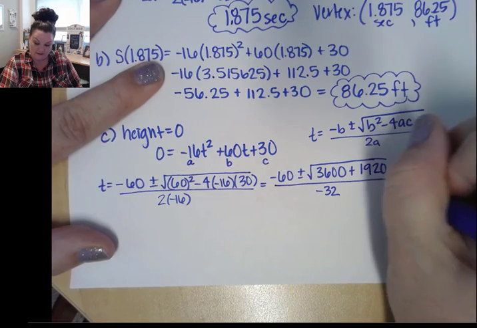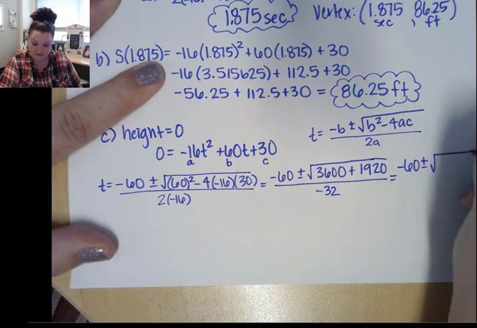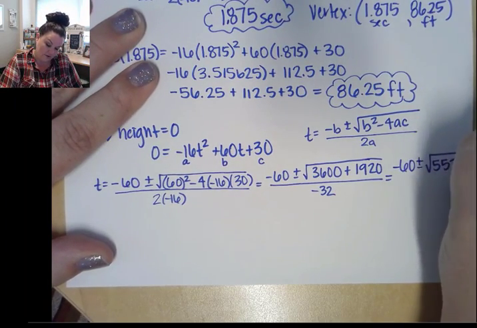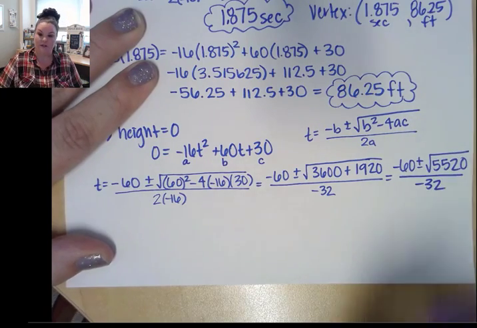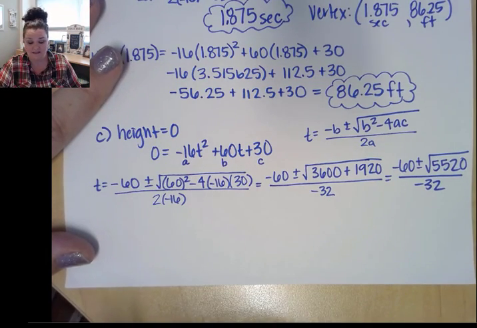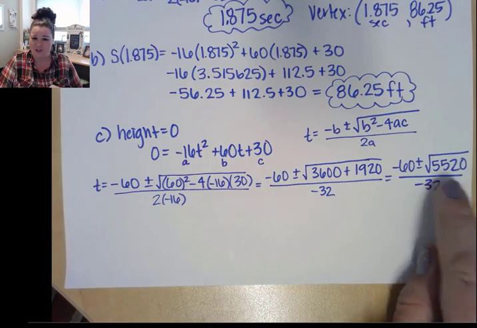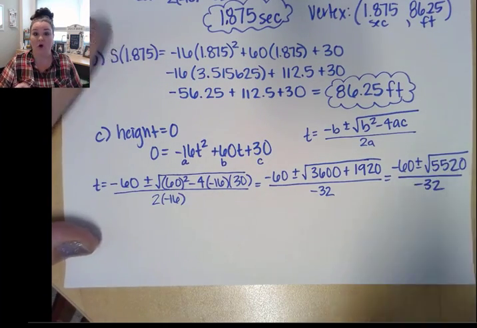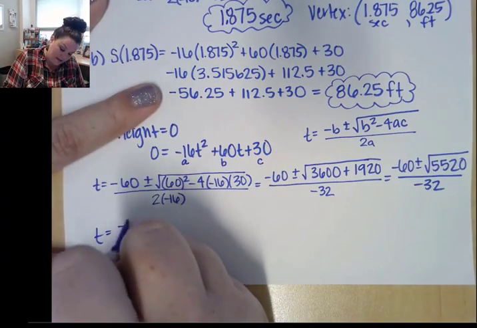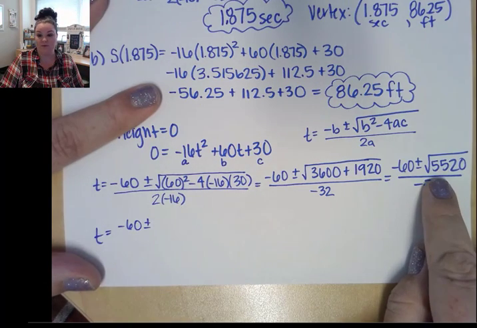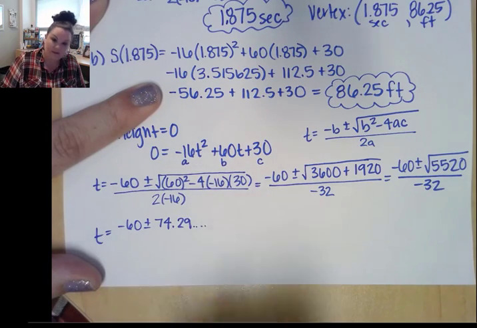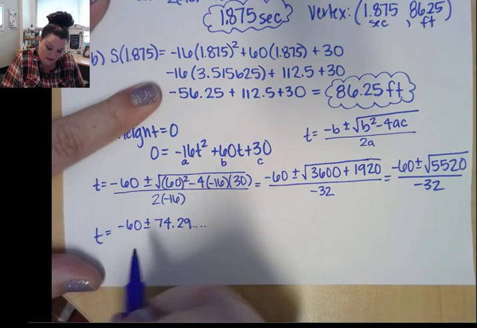Okay, so I keep simplifying. So this gives me negative 60 plus or minus the square root. When I combine my two numbers under the square root, I get 5,520 all over negative 32. And unfortunately, 5,520 is not a perfect square. It comes out to a decimal. So I'm going to go ahead and just put a decimal approximation on my paper. But when you work this out, make sure you leave all the decimal places on your calculator so your answer is correct. Okay. So this gives me negative 60 plus or minus. When I take the square root of 5,520, it gives me 74.29 and a bunch of stuff. I'm not going to write it out, but make sure you save that in your calculator.